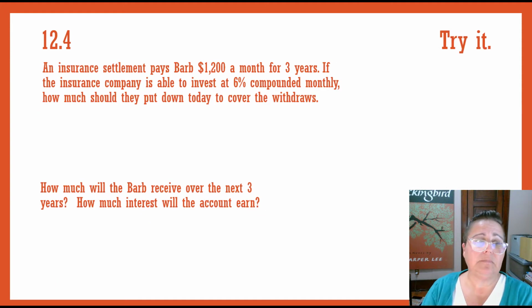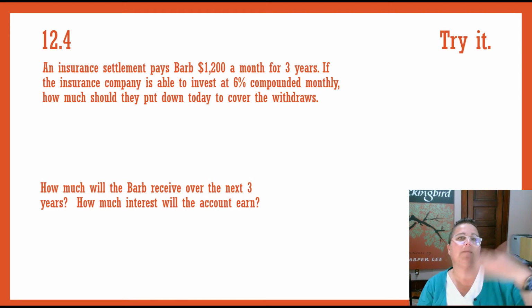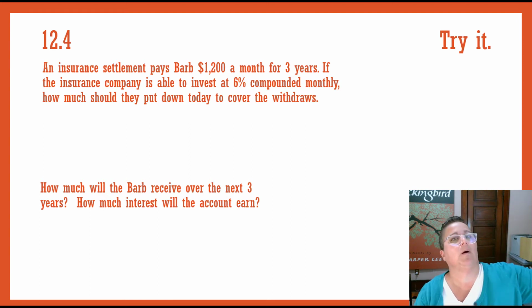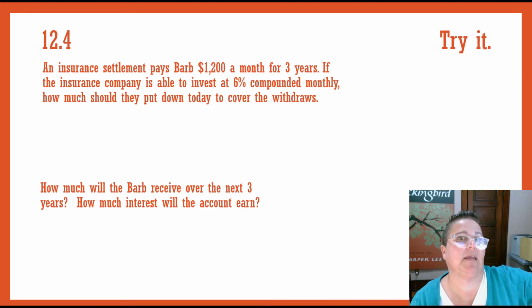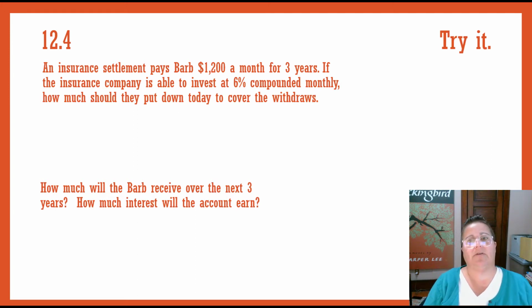Second example. An insurance settlement will pay Barb $1,200 a month for the next 3 years. If the insurance company is able to invest at 6% compounded monthly, how much should they put down today to cover all their withdrawals? So rather than trying to come up with the money every month to pay Barb the $1,200, they're going to earmark a fund for Barb. And they're going to put that amount aside today to make sure that it's there, and they're not going to touch it. And they're going to let that money earn interest, so that some of that interest pays Barb's $1,200.